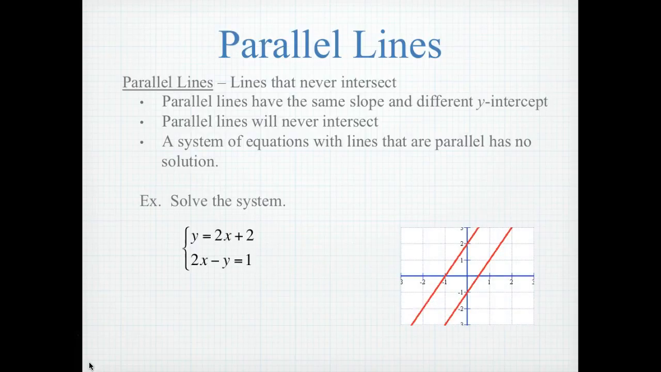So for our example, we've got y equals 2x plus 2 and y equals 2x minus 1. So the first equation has a y-intercept at positive 2 and a slope of 2. In the second equation, we have a y-intercept at negative 1 and a slope of 2. Since those two lines will never intersect, there is no single coordinate that will satisfy both of the equations. So our answer is no solution.